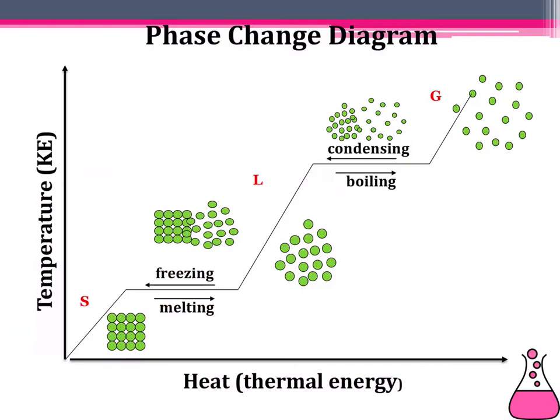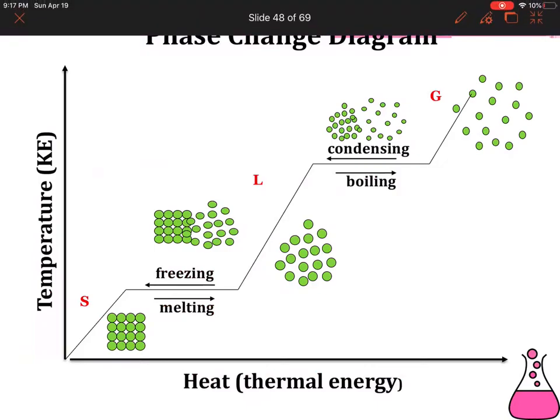So if I'm looking at a phase change diagram, what this diagram is showing me is that at the bottom of my graph, I'm starting at a solid, and I'm adding heat or thermal energy to this solid. So we see as I add heat or thermal energy, the temperature of my substance, which is measured over here, starts to go up.